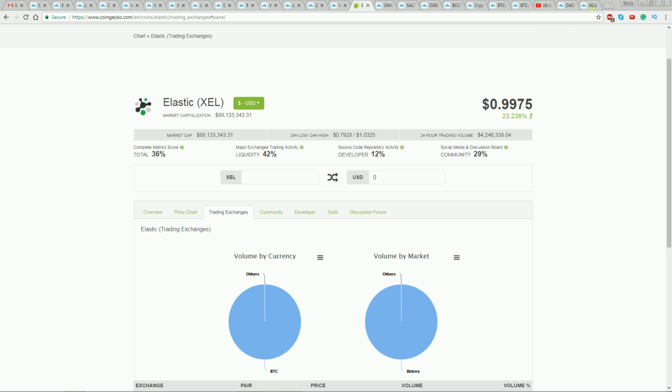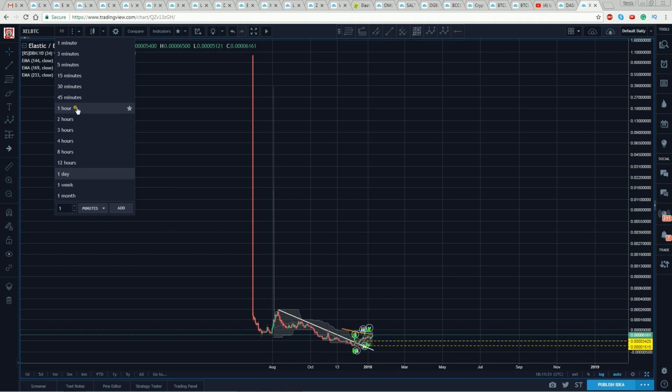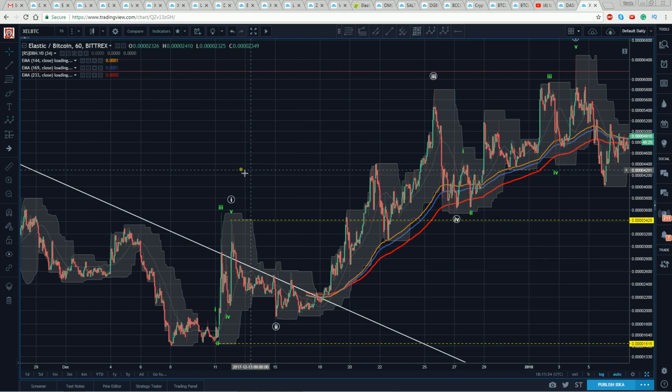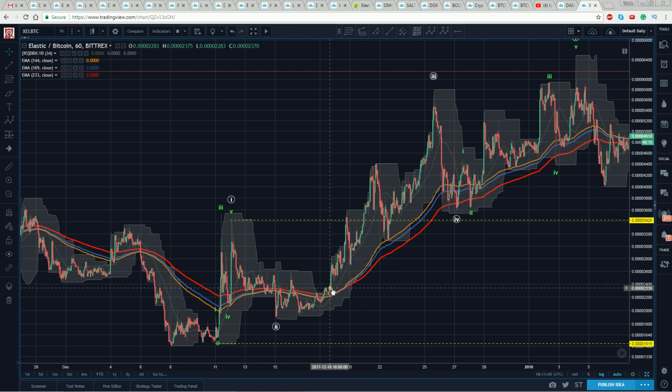So let's go back here. Let's open it up on the hourly, and see if we can do a little bit more with it. So here's that trend line I just drew, right? So we had the initial break of the trend line, then we're back down, and now off it goes, right? So again, there's nothing wrong with that.